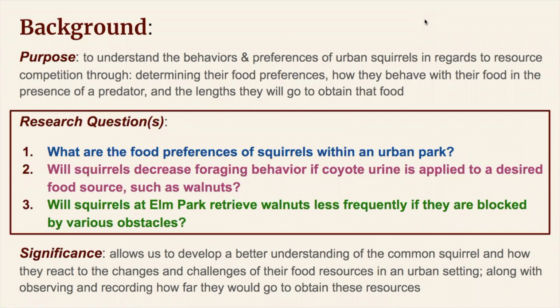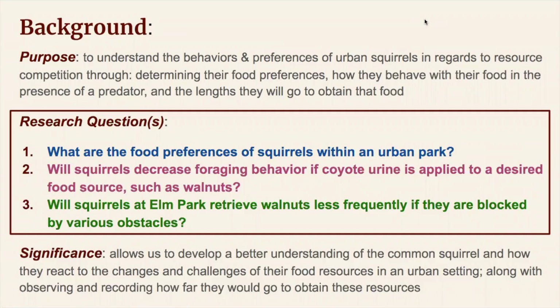Basically, we just wanted to look at the behaviors and preferences of urban squirrels in regards to resource competition by determining their food preferences, how they behave with their food in the presence of a predator, and the lengths that they will go to obtain that food.